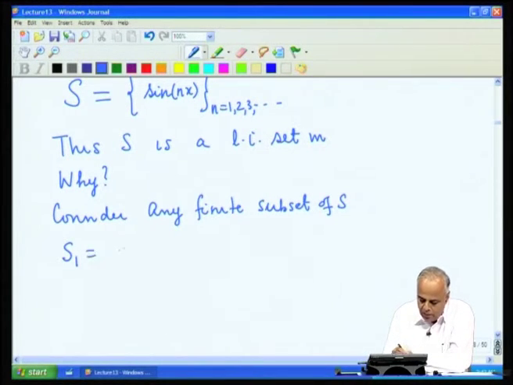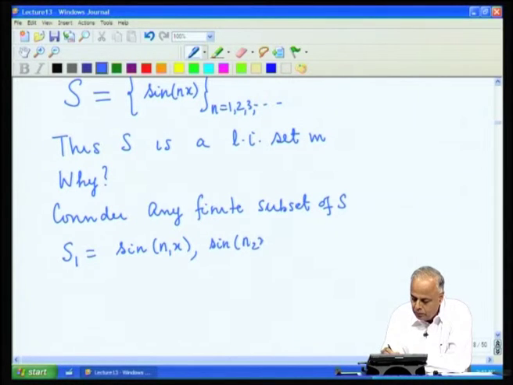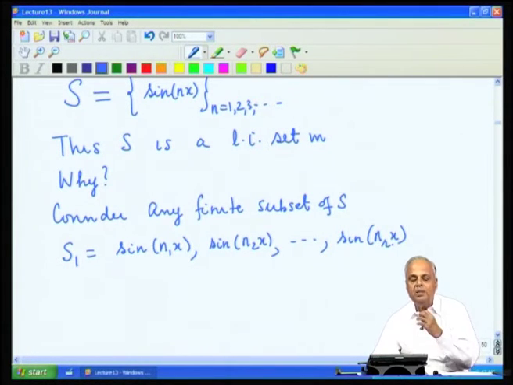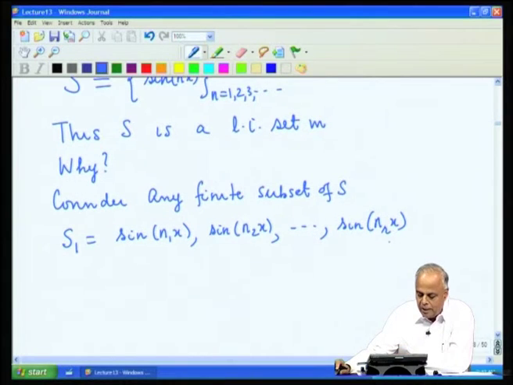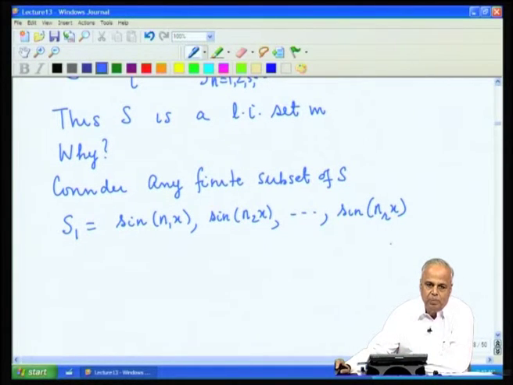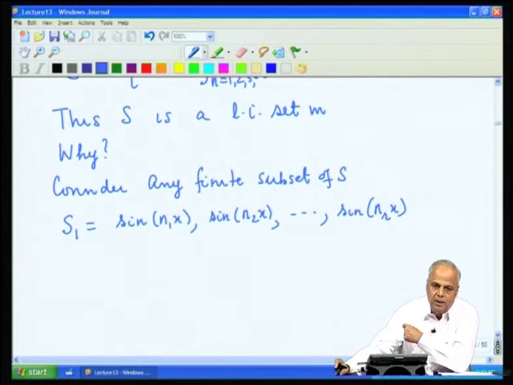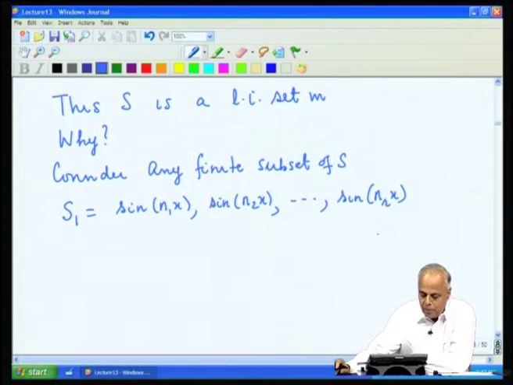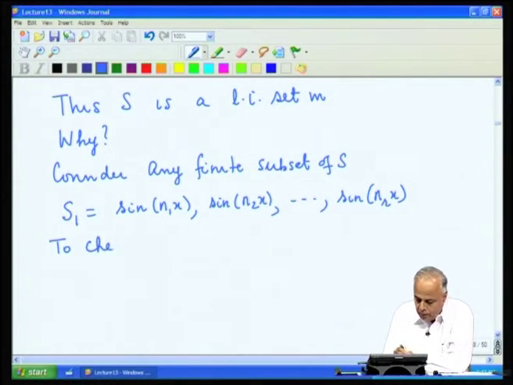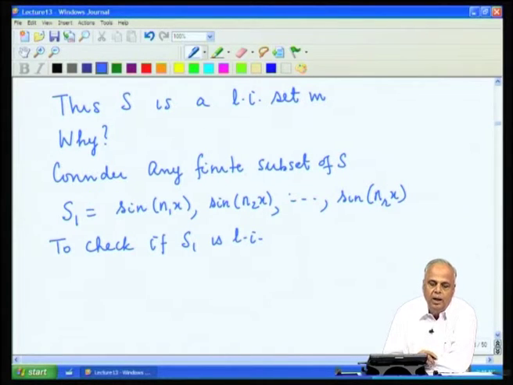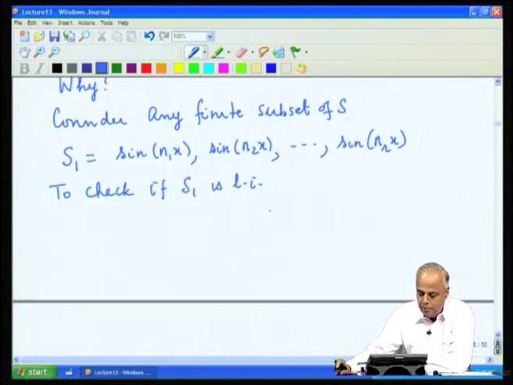So, let us say S1 consists of sin n1 x, sin n2 x and so on, sin nr x. So, we have a finite subset of S, where n1, n2, nr are integers. So, take any such finite subset. If we show that S1 is linearly independent, then we would have shown that any finite subset is linearly independent, and hence we would get S is linearly independent. So, to check if S1 is linearly independent, that is our main task. Take an arbitrary finite set and verify whether it is linearly independent. So, what do we have to check whether S1 is linearly independent?